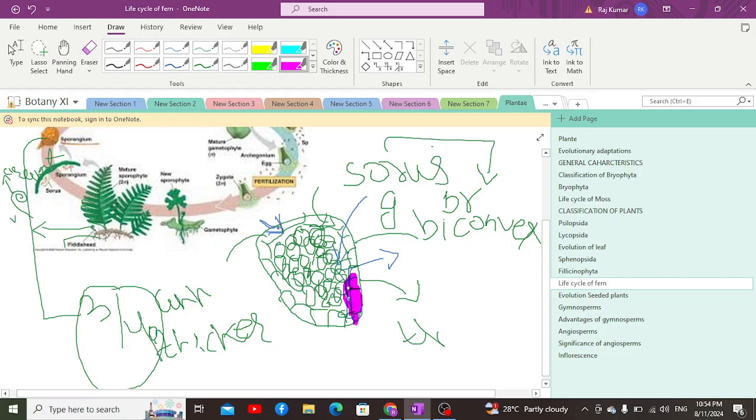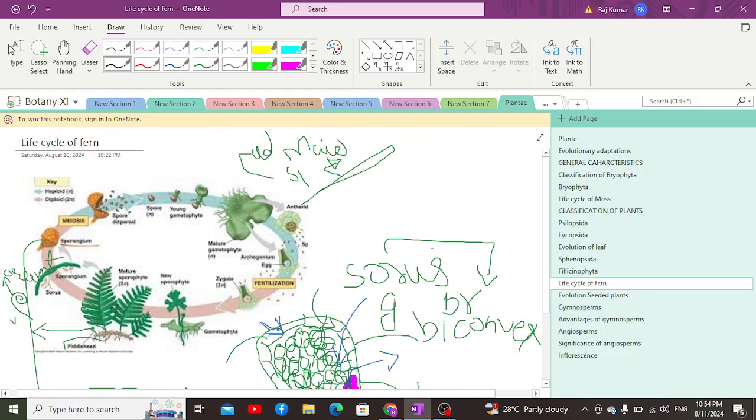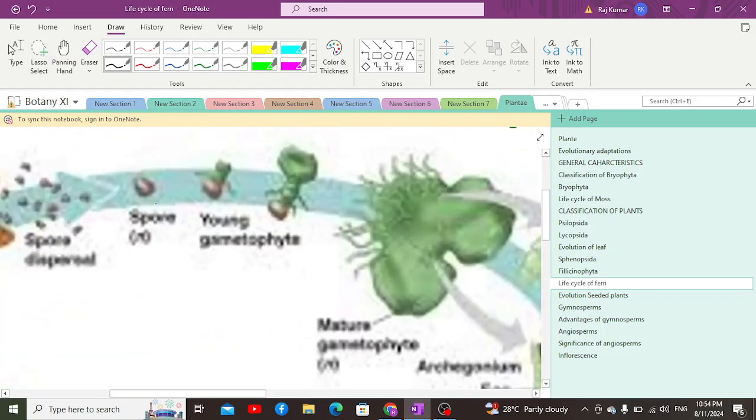So when the annulus contracts in dry weather, it exerts pressure on the spores, due to which the stomium, being thin walled, bursts as a result of the excess pressure over its walls. The site from where the spores come out is known as the stomium, which bursts, and the spores are dispersed. As you may see in the diagram, the spores are dispersed here, and these spores now develop into a young gametophyte.